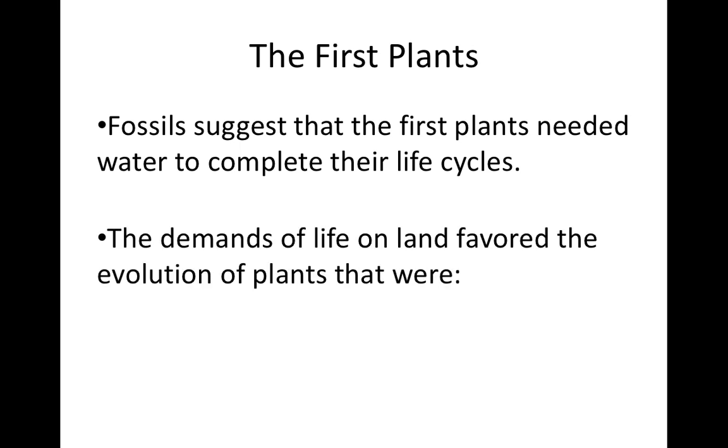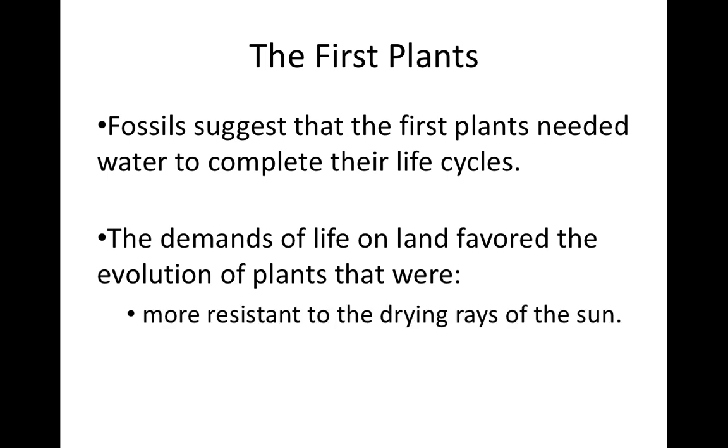But over time, as these plants established themselves on dry land, the demands of life on land started to favor the evolution of plants that could cope with the harsher environment on dry land versus in the water. Some of these evolutionary changes are things like being more resistant to the drying effects of the sun, being able to conserve water, and not dry out so quickly.